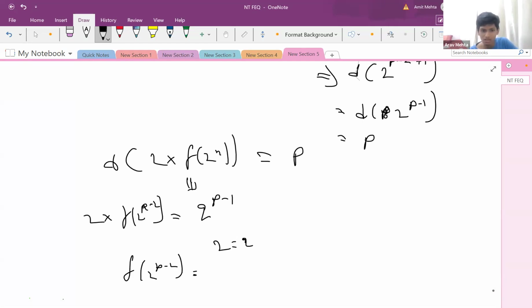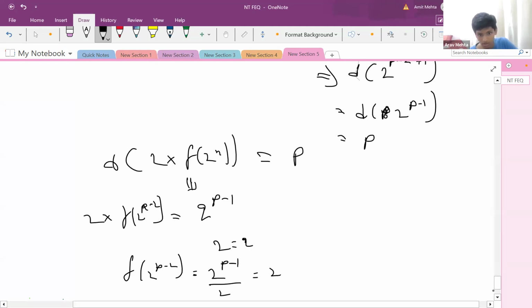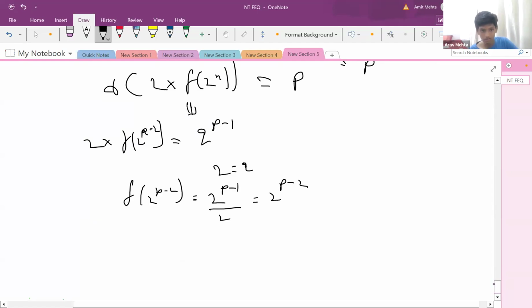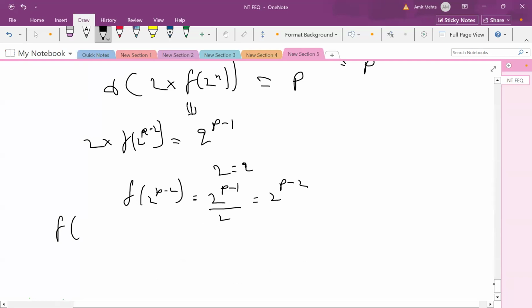Wait, what did I mess up? I didn't mess up. It's 2 raised to p minus 1 by 2, which is 2 raised to p minus 2. Very nice. The p minus 2 idea was very nice. And now, do you see the finish? We're done.